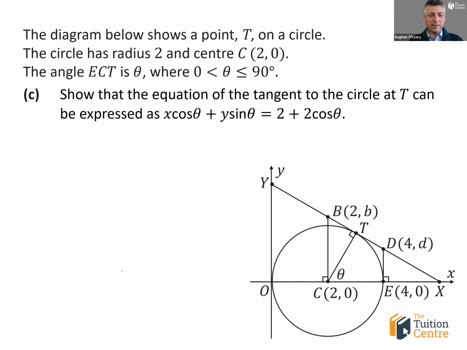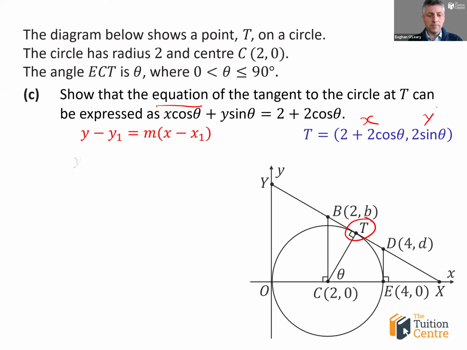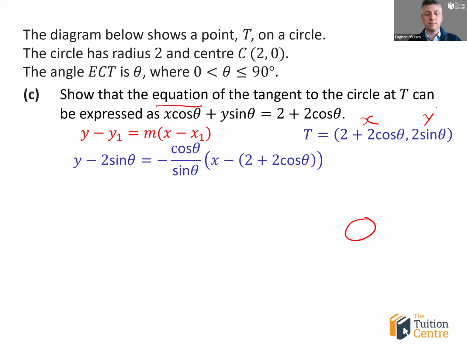Now we're going to use that to show the equation of the tangent to the circle at t can be expressed as x cos theta plus y sine theta is equal to 2 plus 2 cos theta. Okay, so what do we do? Well, we know our point at t is 2 plus 2 cos theta, comma 2 sine theta. And we have our slope, which again you can write as minus cotan theta, or you can say minus cos theta over sine theta, which would be more useful in this case.